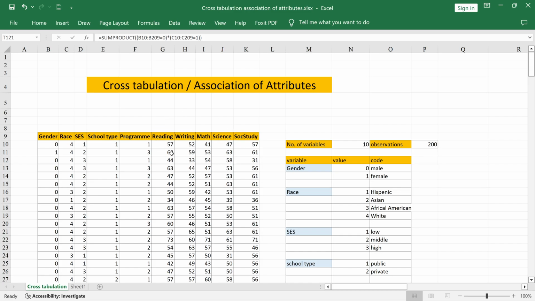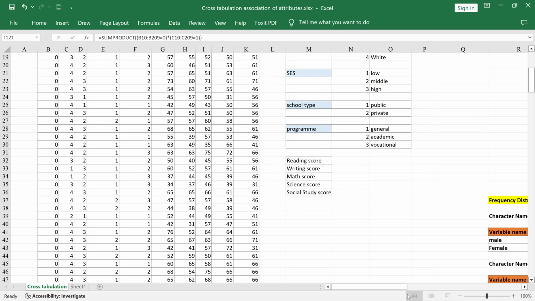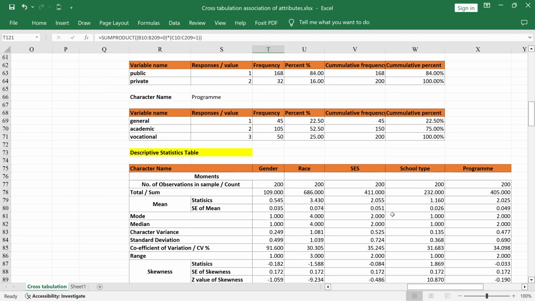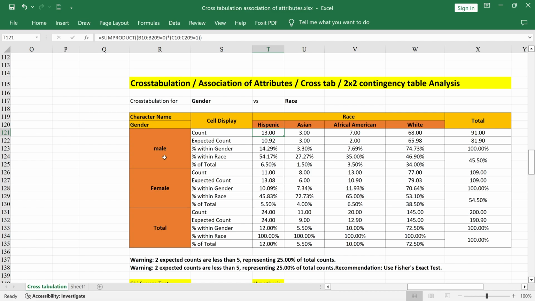Okay, these are the scores obtained by the students: reading, writing, math, science, and social science study. This analysis we will do in the subsequent session, because this is quantitative data analysis, which we will discuss in the next session. In this session we are just focused on how to do the cross tabulation, or association of attributes, in Excel. Okay, let's see it one by one, so you will understand exactly what I did over here.